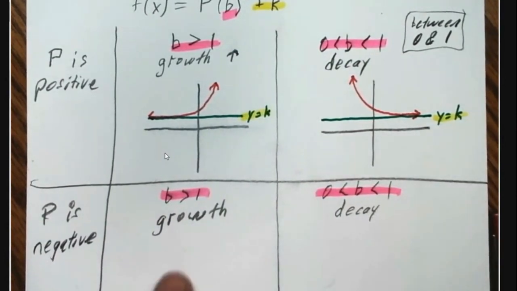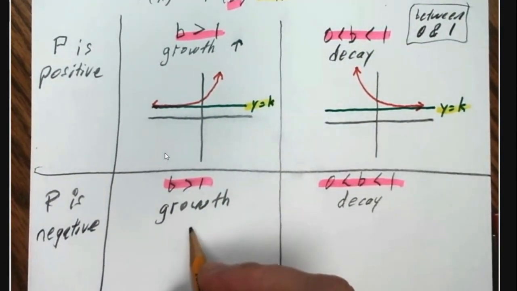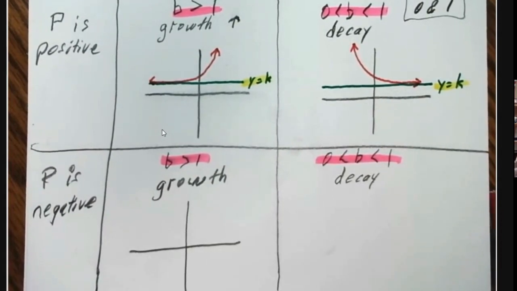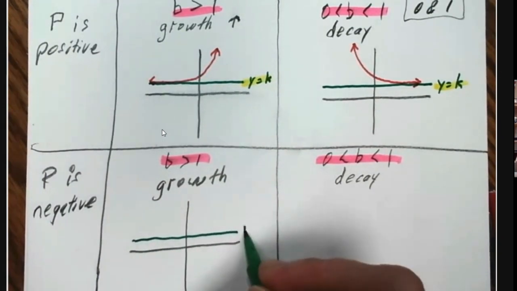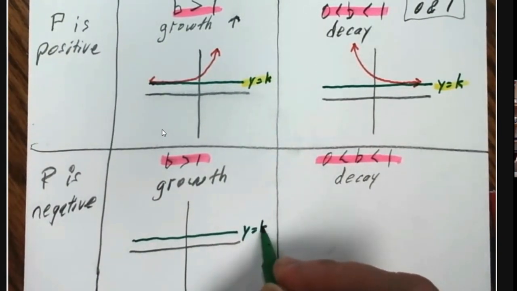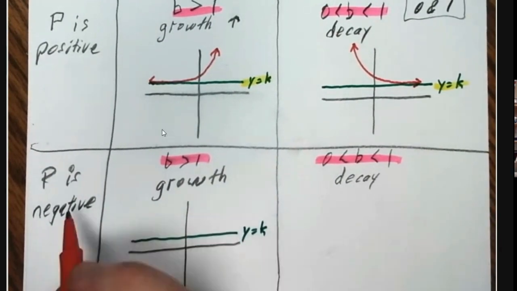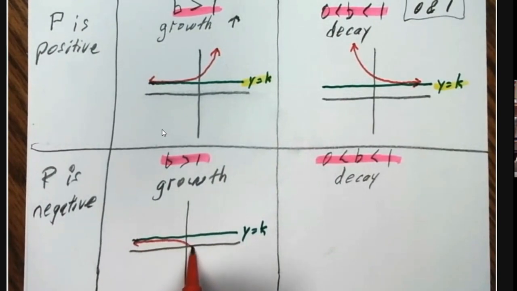But what does the graph look like when p is negative? Well, let's draw our graph again. We'll again have this y equals k. We're going to be consistent with this y equals k. That will be our asymptote. But when p is negative, it starts close to the asymptote on this end and goes down.